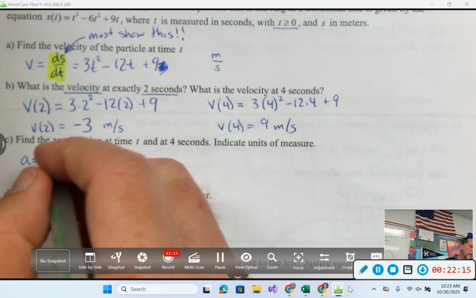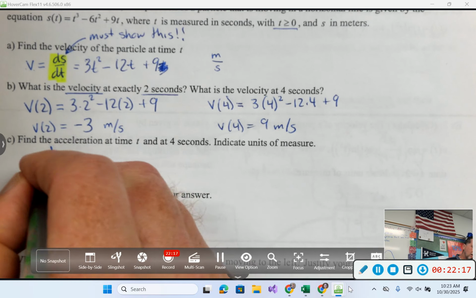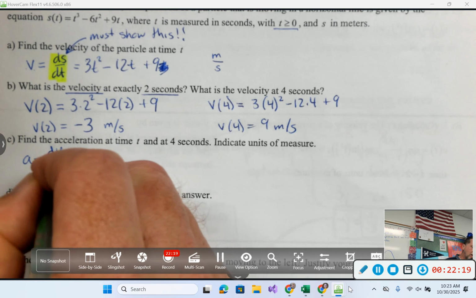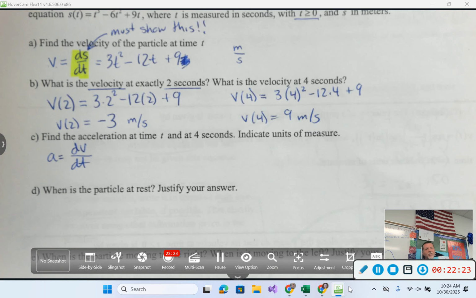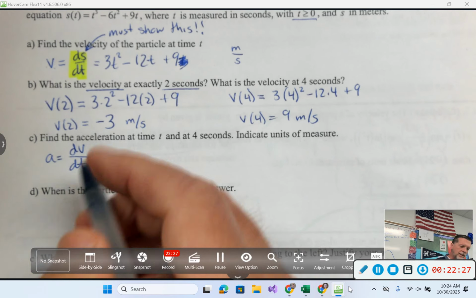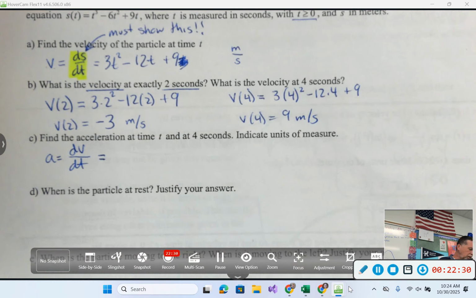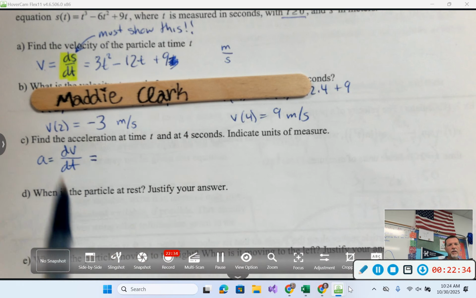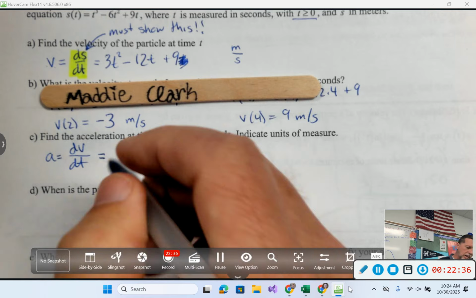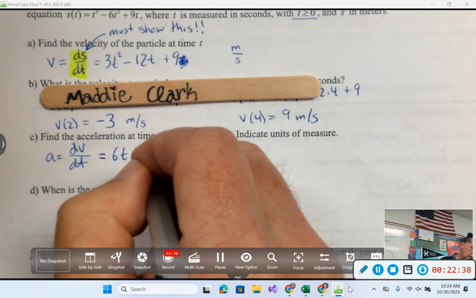You take the derivative of what? Of velocity, which is the second derivative of position. When you aren't specific and you just say find a derivative, it's like, well, derivative of what? So dv dt will tell us the acceleration. So Maddie, we found v up here. What is dv dt then? 6t minus 12.